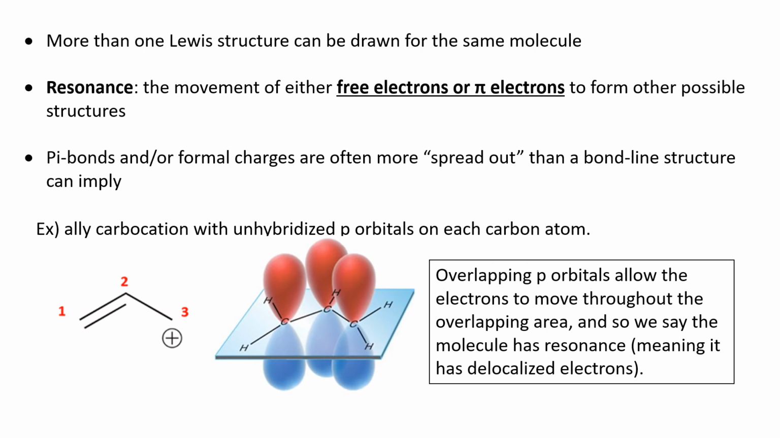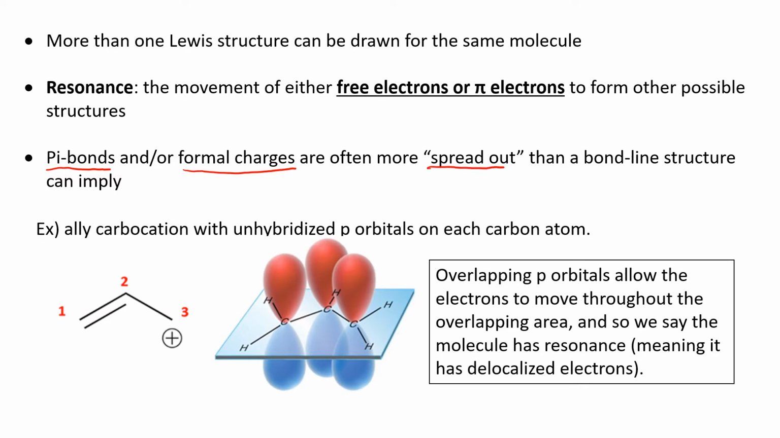All right, the next section introduces resonance. So resonance occurs when more than one Lewis structure can be drawn for the same molecule. You may have seen some examples of this. Resonance is the movement of free electrons or pi electrons, meaning electrons that are in a pi bond. We're going to look at examples of both. And we can form other correct Lewis structures. So pi bonds, or the electrons in pi bonds, and the electrons that are responsible for formal charges are often spread out.